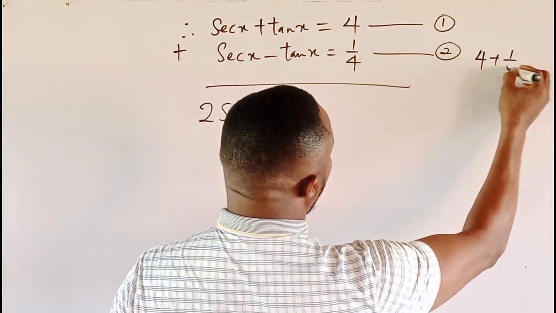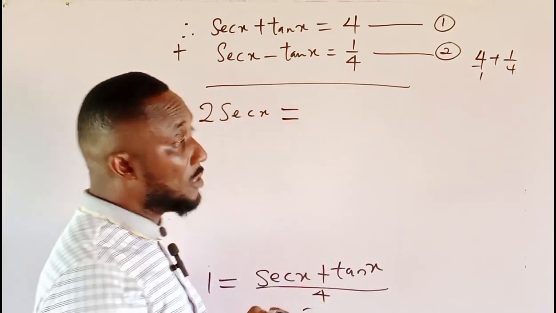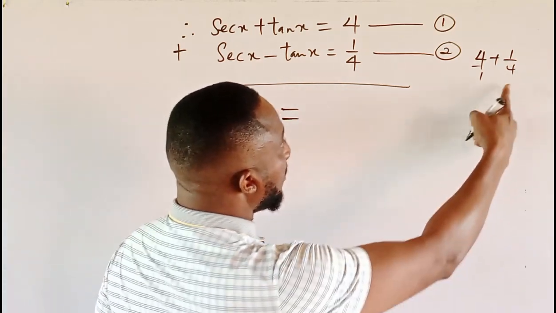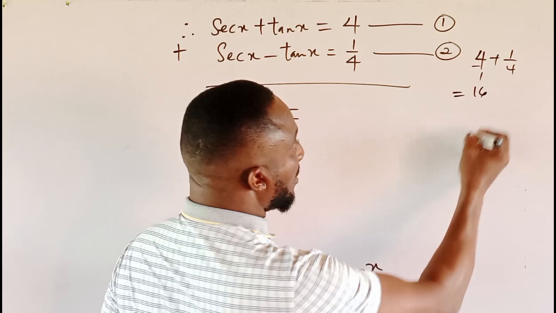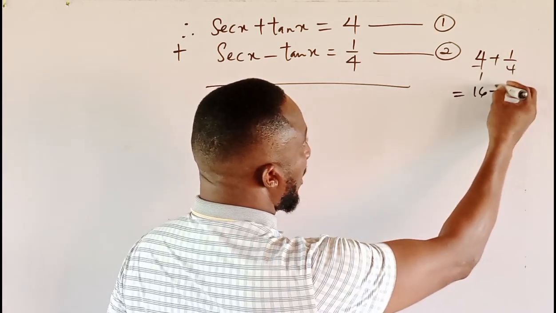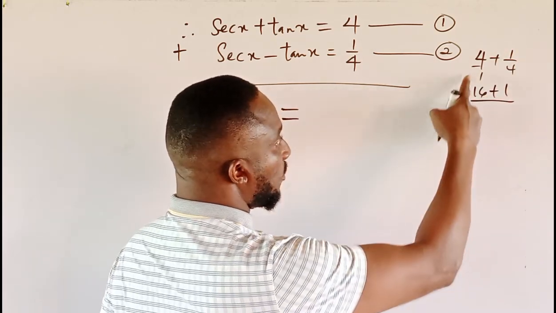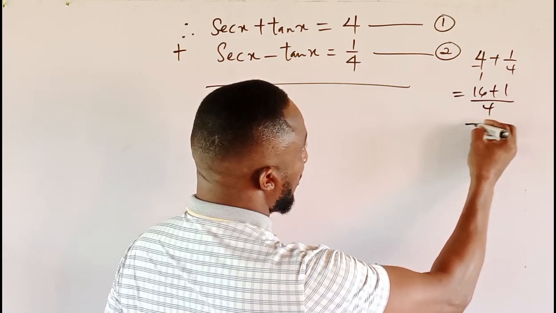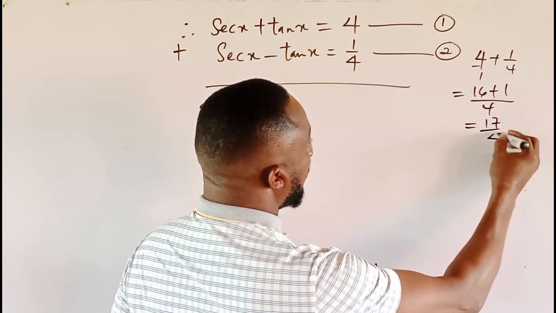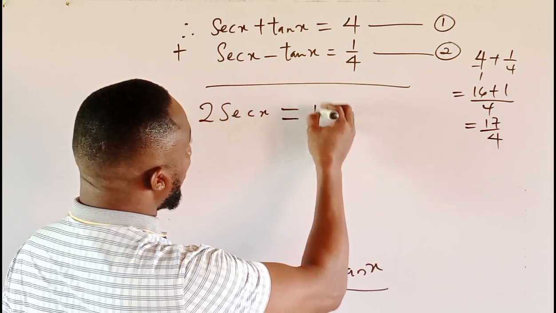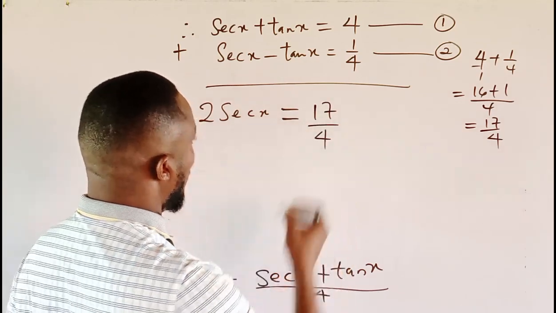4 plus 1 upon 4, this is a simple fraction. If we use the multiply method, 4 multiplied by 4 will give us 16, plus 1 multiplied by 1, which gives us 1, all upon 1 multiplied by 4, which is 4. So we'll be having 17 upon 4. So on the right side here, we have 17 upon 4.